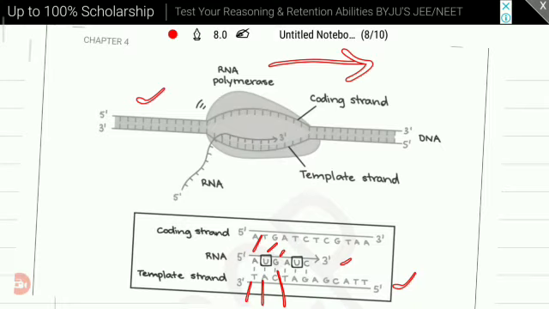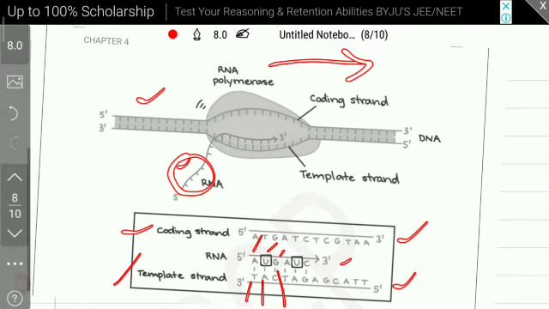So in that manner, by incorporating one after another, a single-stranded RNA is formed. The single-stranded RNA is complementary to the template strand, and it would be the same as the coding strand, which is the non-template strand. So don't get confused. There are two strands in DNA. One strand is recognized by RNA polymerase, which is called the template strand. The other strand, which is not utilized by RNA polymerase, is called the coding strand.